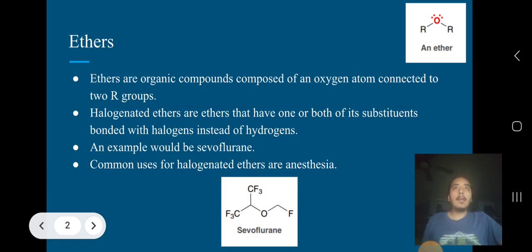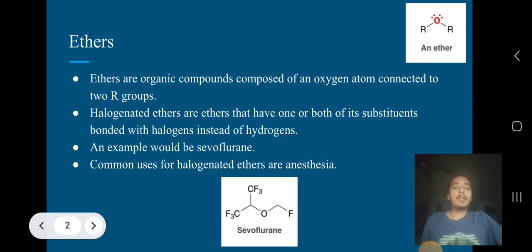To start off, ethers are organic compounds that are composed of an oxygen atom connected to two R groups or substituents. These substituents can be alkyl groups. An alkyl group is a single bonded carbon and hydrogen atoms linked together in a chain of varying lengths.